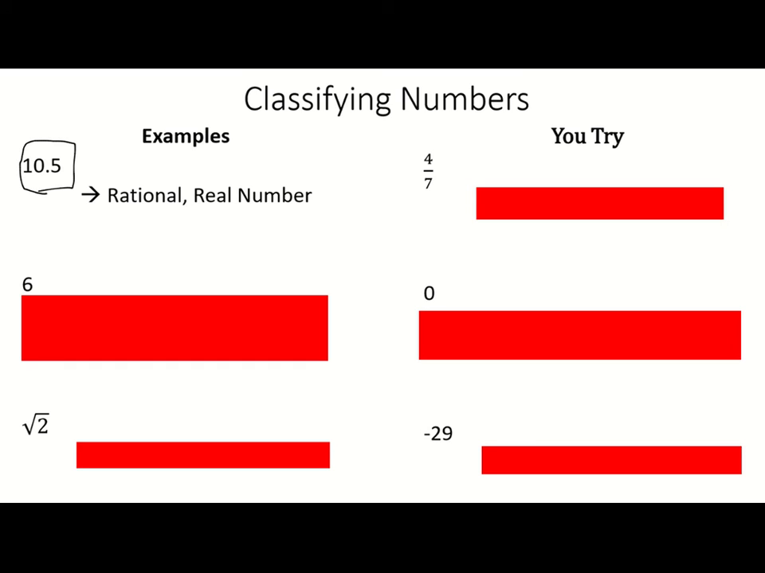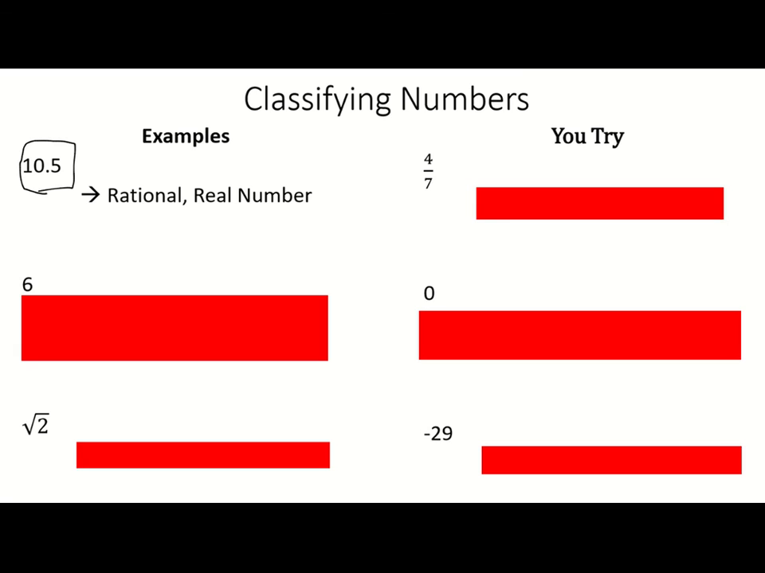The next number we want to take a look at is 6, and being able to classify 6. Since 6 is not a decimal, I know it is not going to be an irrational number. So what I want to do is figure out from the left column, what is 6? 6 is a positive number that can be counted on my fingers. The positive numbers began with the natural numbers. So I would start by classifying 6 as a natural number.